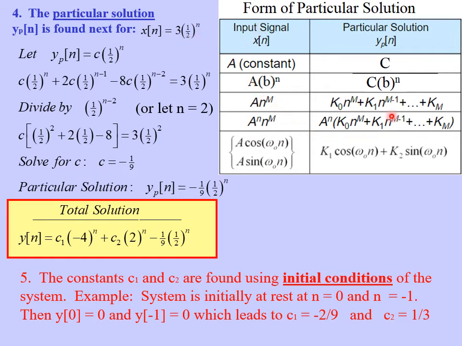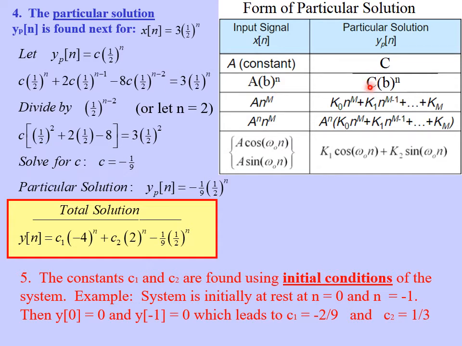So here's our table, just like we had for differential equations. There's a table here for different forms of input over here on the left, and here is the particular solution form over here on the right. So if we look at x of n, this is a form of some number raised to the n, and you can see that's this form right here. We have a constant out in front, our constant is actually 3, and then we have b is 1/2 raised to the n.